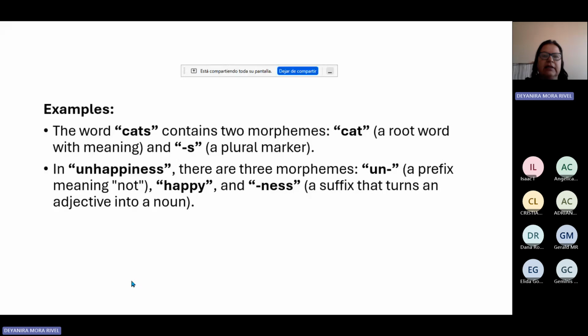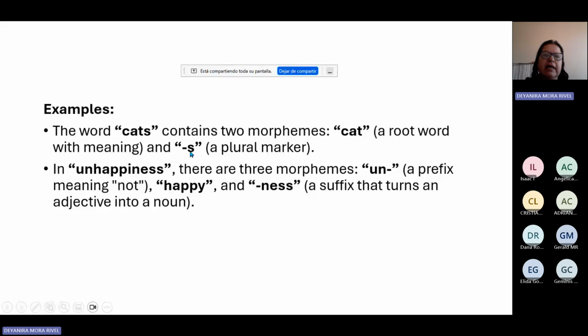Cat, I cannot divide cat, or I cannot eliminate anything from it and still have a meaning. So that is the root word. And then we have an S that is a plural marker. So cats is made up of two morphemes because it has cat and the S. The S has meaning, but it needs to be next to a noun, right? So it is another morpheme. That's why it says cats contains two morphemes. It contains cat plus the S. So I can divide it in two.